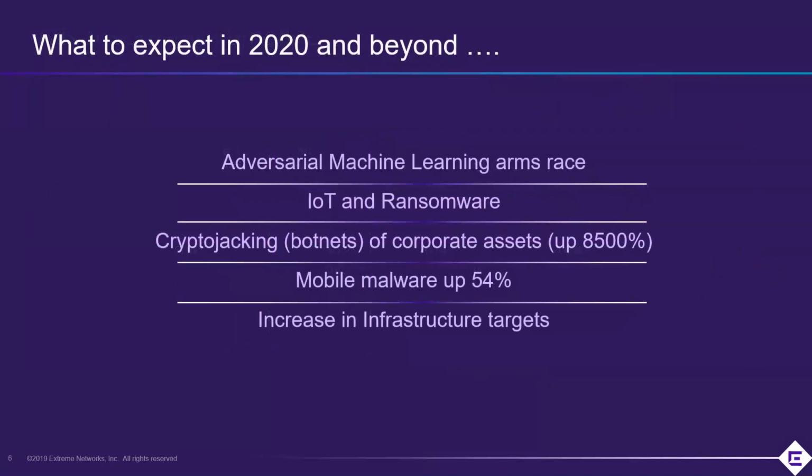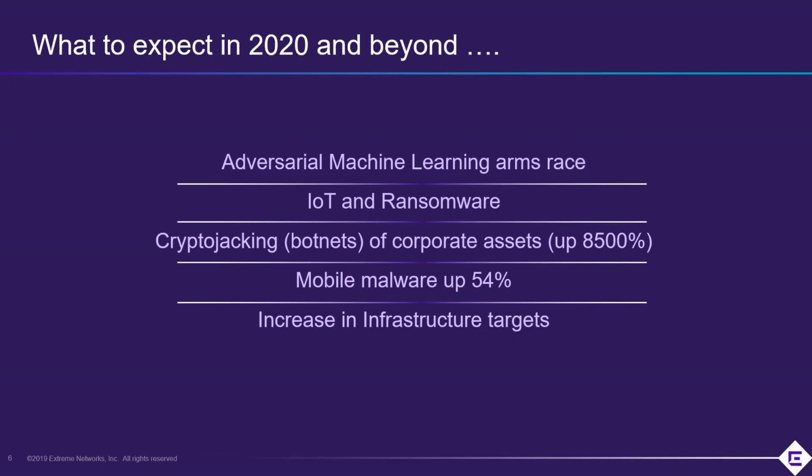Now, what do we expect in 2020 and beyond? Well, obviously, IoT and ransomware. I said this is a big target and it needs to be looked at very, very closely from a security perspective, but also adversarial machine learning. The good guys aren't the only ones that are using ML and AI. And when you tandem that with botnets and the ability to have some sort of ML capability, this can be a very, very dangerous thing.